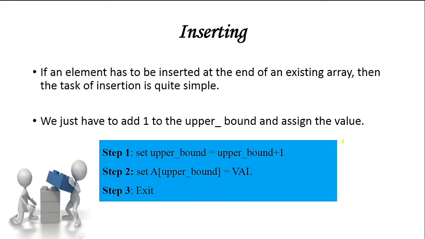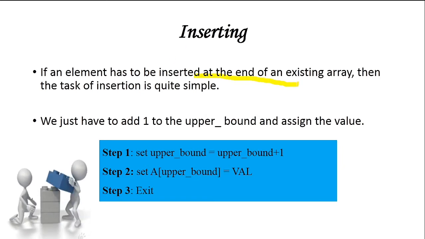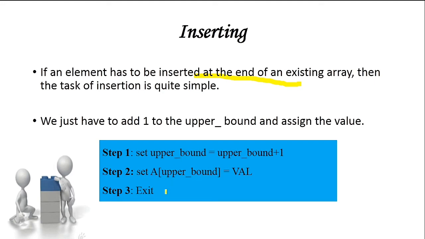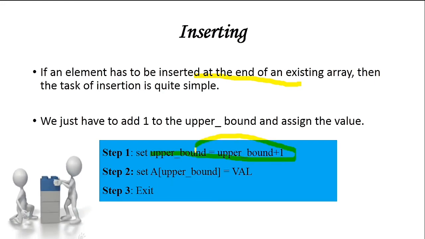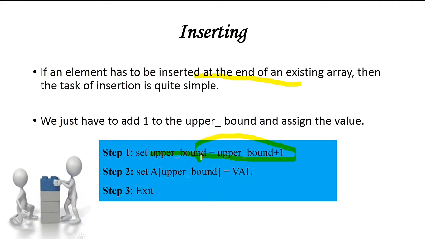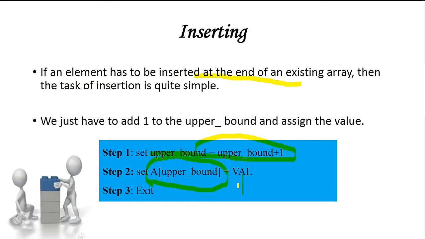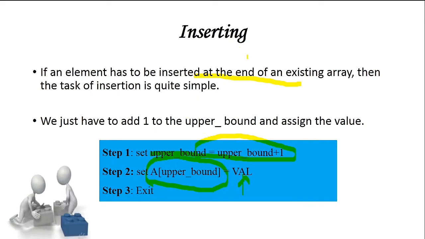Next, let us go for insertion. Suppose you want to insert a new element into the array. If you want to insert it at the end of the existing array, then it is quite simple. How can you do that? You just make upper bound equal to upper bound plus 1. That means you are going to increase one position of the array. You are going to increase one memory space, and to the last position, a of upper bound, you are going to put your value, right? So this is how you insert at the end of the array.